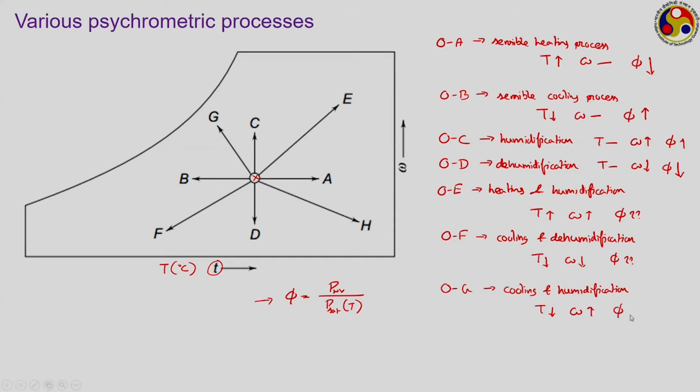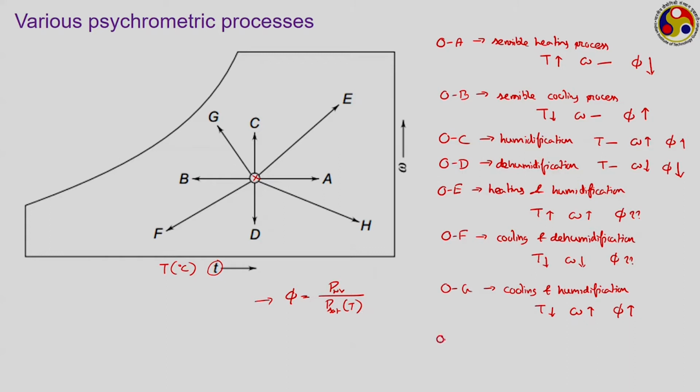We can say from the chart, here this point G is moving towards the saturation curve. So, phi should increase, and from the mathematical expression, here the moisture content is increasing. So, the partial pressure for water vapor, that is in the numerator, will increase, and as the temperature is decreasing, the saturation pressure will decrease. So, we are having the numerator increasing, denominator decreasing. So, phi has to increase on both counts.